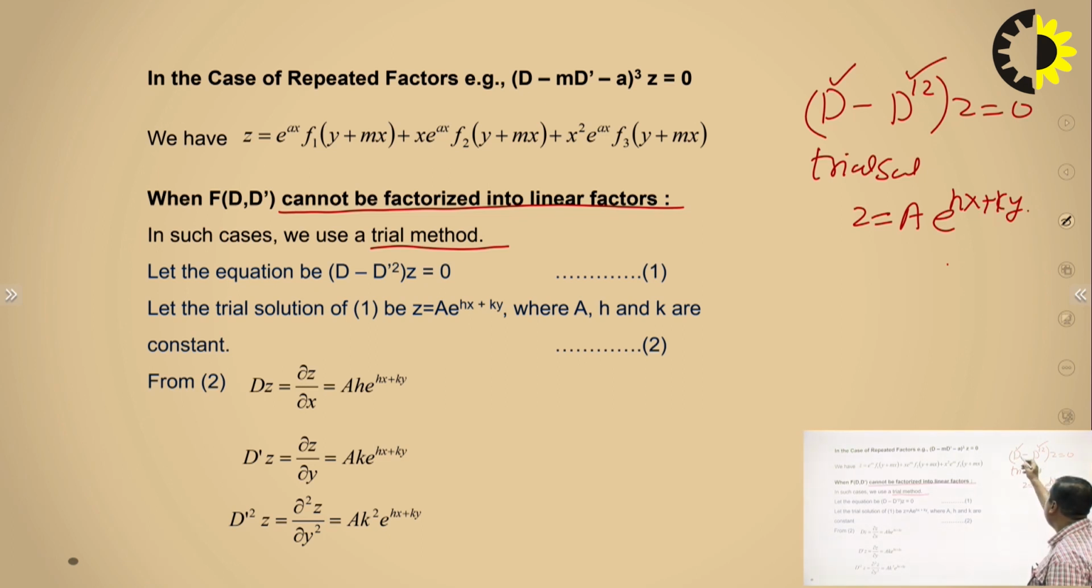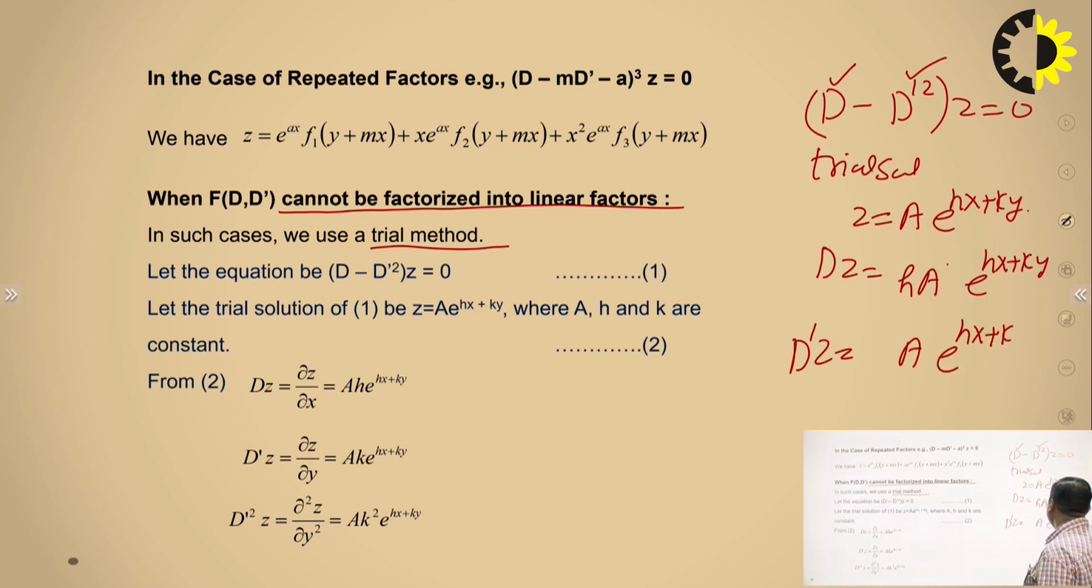Then we have to calculate D. Dz means a e to the power hx plus ky into h, and then D dash z is equal to a e to the power hx plus ky into k, and then D dash square z is equal to k square a e to the power hx plus ky.